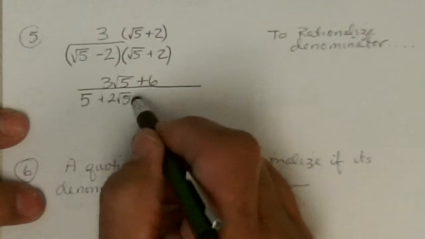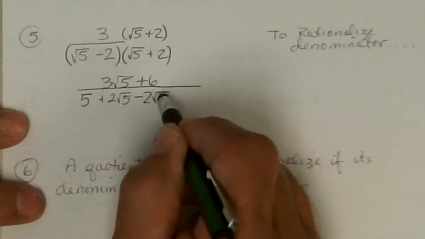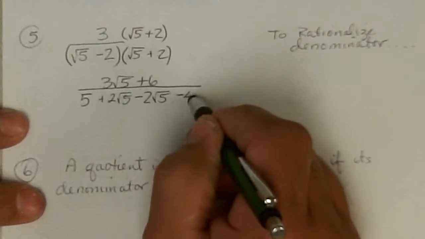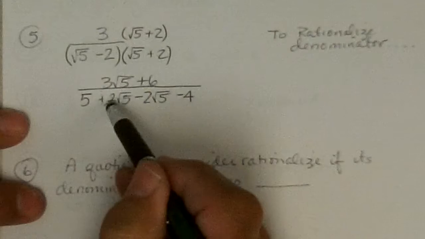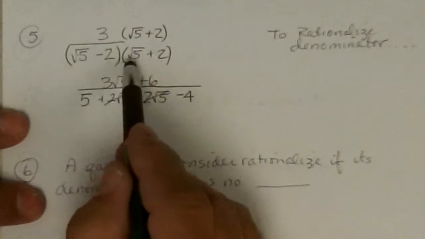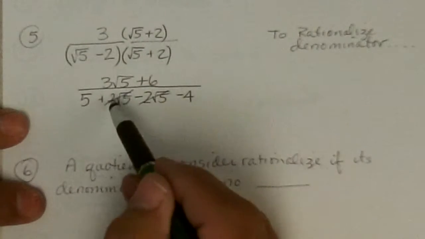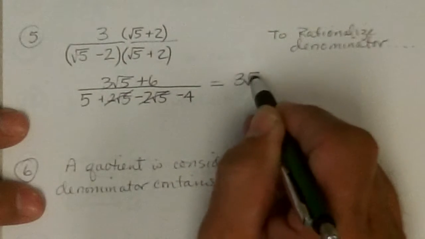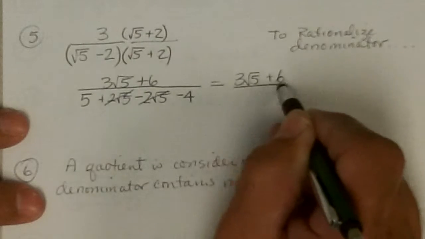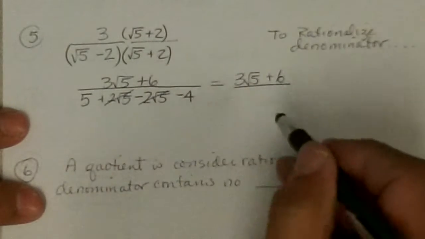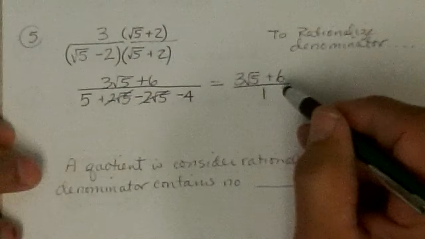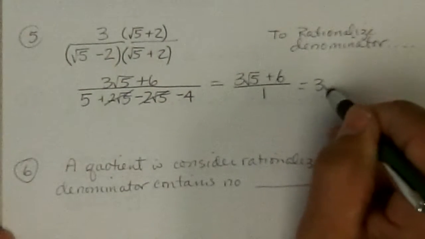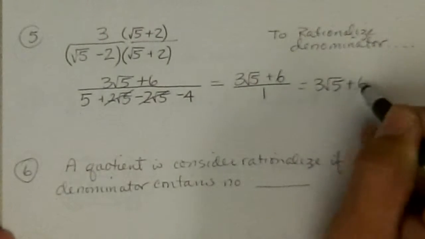Square root of 5 times a negative 2. And negative 2 times 2 is negative 4, and the middle term drops out so that we get no radicals, no square roots in the denominator, and we end up with 3 square roots of 5 plus 6, all divided by 5 minus 4, which is 1. This happens to be just a nice number 1, and 1 will go into both of those, and so we get 3 square roots of 5 plus 6.